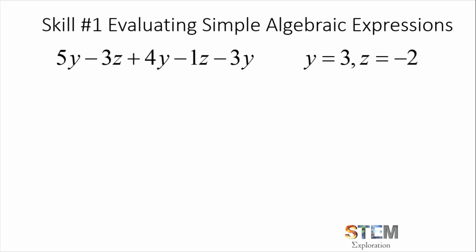To get started, I want to talk about how to evaluate simple algebraic expressions. All evaluating really implies is that if you have 5y minus 3z plus 4y minus 1z minus 3y, and you have to evaluate it for when y equals 3 and z equals -2, all you're really doing is replacing all the y's with +3, substituting those in, and replacing all the z's with -2's. It seems simple enough.